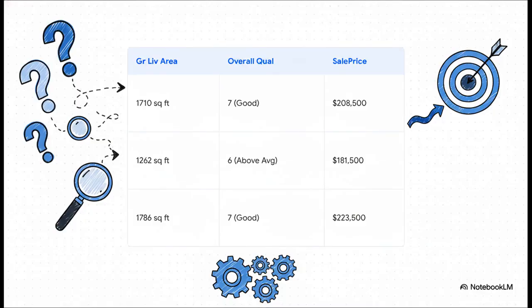Okay, let's take a peek inside the file. You can see we've got columns like ground living area and overall quality. In our world, we call these features. They're the clues. And then there's the sale price. That's our target variable. It's the answer to the mystery we're trying to solve. The whole game is about figuring out which clues are most connected to the final answer.